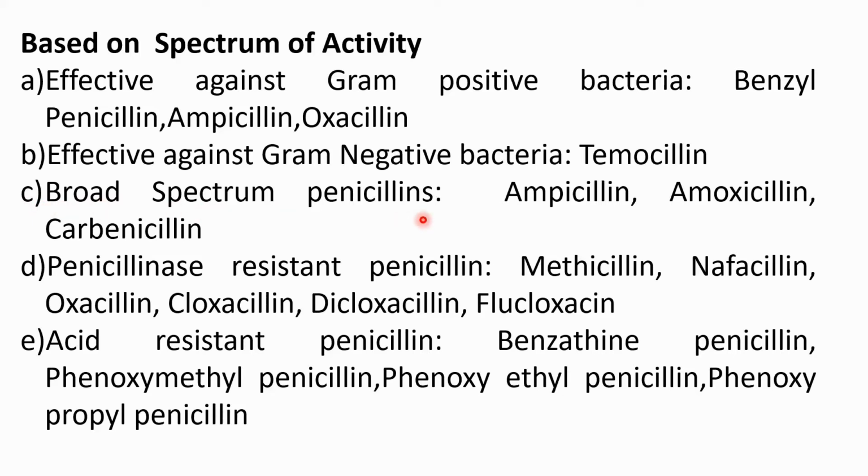The third classification is based on broad spectrum penicillin. Generally, broad spectrum penicillin derivatives are those which act on a much larger number of bacteria. These derivatives act on both gram-positive and gram-negative bacteria. Examples are ampicillin, amoxicillin, and carbenicillin. Next category is penicillinase resistant penicillin derivatives. Generally, these penicillin derivatives resist the penicillinase enzyme.